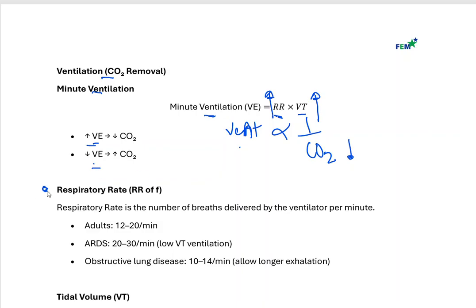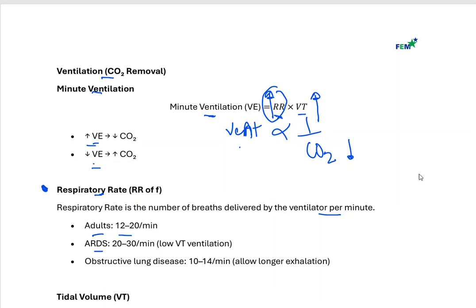So first one is going to be respiratory rate, right? Remember, the first component of that minute ventilation equation is the respiratory rate. So respiratory rate is the number of breaths delivered by the ventilator per minute. And in adults, it's usually between 12 and 20.